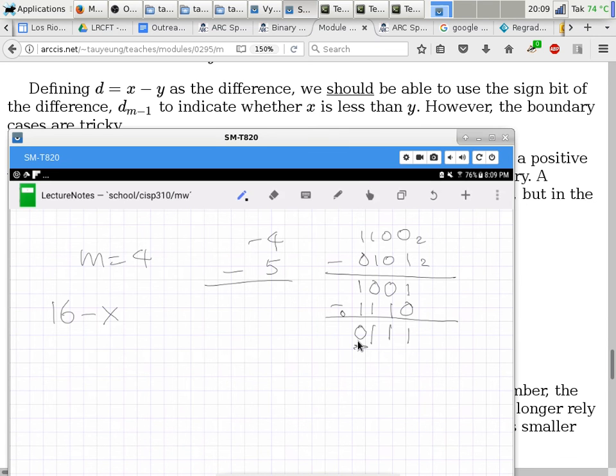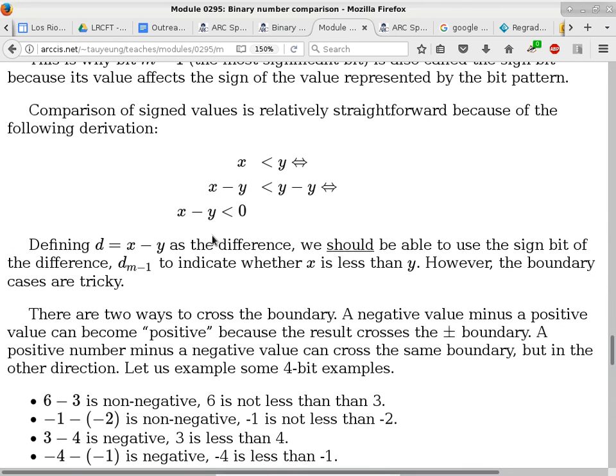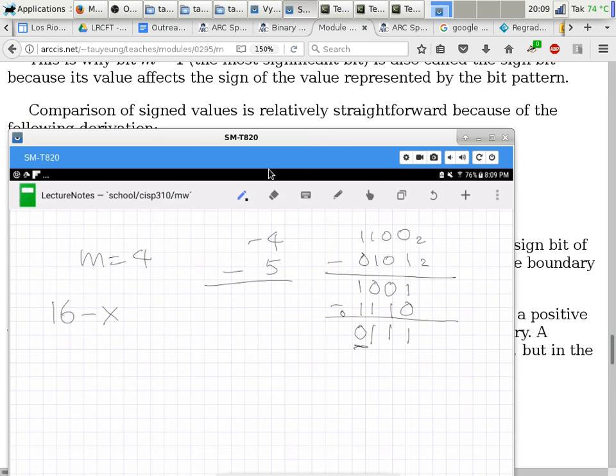But we have a problem, don't we? Because earlier, my claim was: the difference of x and y is less than 0 if and only if x is less than y. That's a very strong statement. But now we have a counterexample to show that it's not going to work, because we have just overflown the 4-bit number. We're trying to represent something that we cannot represent given the number of bits that we have.